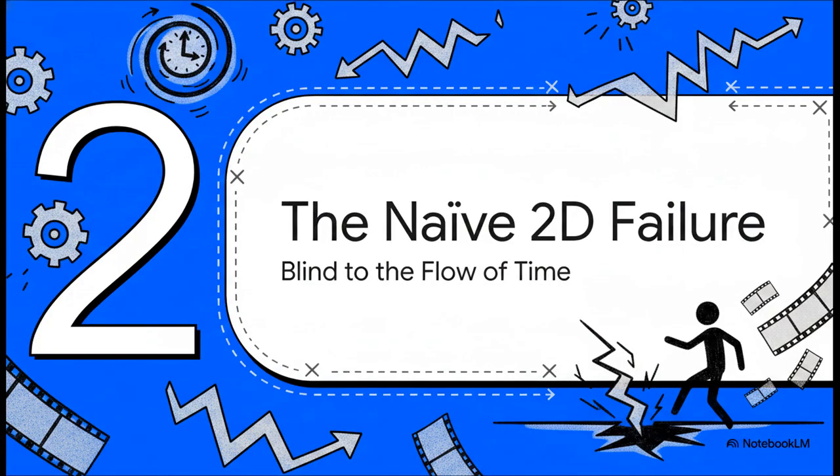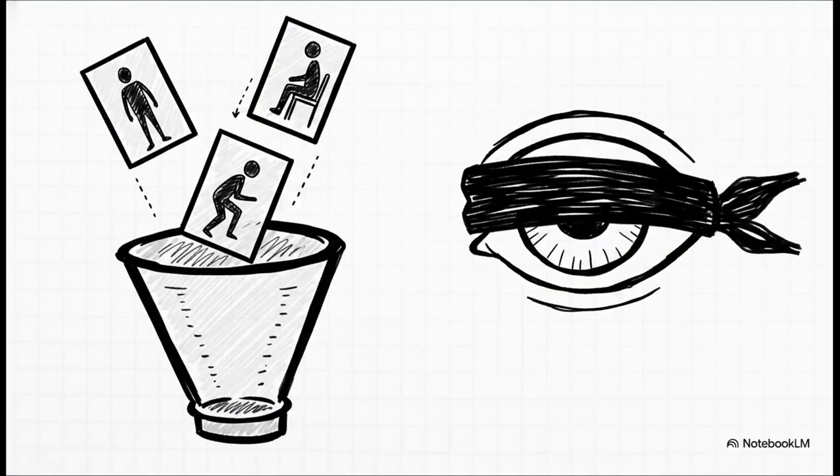Moving on to Section 2, the naive 2D failure, or being blind to the flow of time. Let's look at how the earliest deep learning models completely tripped over this whole curse. So the crucial point here is that early on, researchers tried a kind of naive approach. They just took standard 2D convolutional neural networks, processed every single frame of the video completely independently, and then just mathematically averaged the features together at the end.